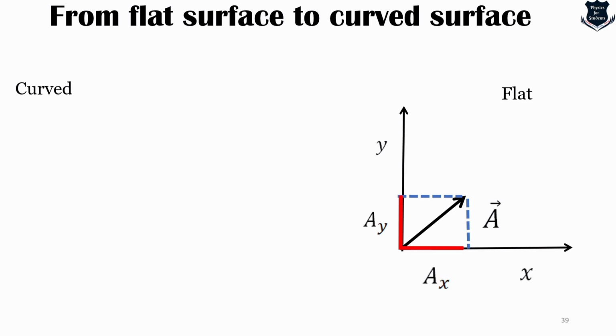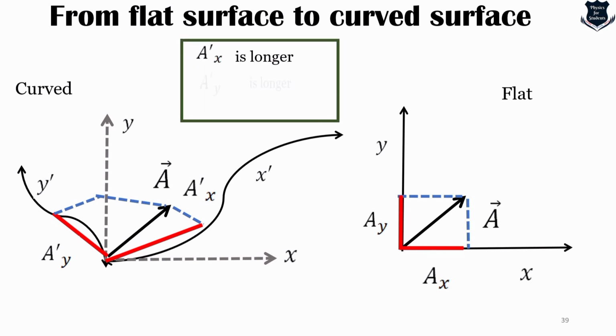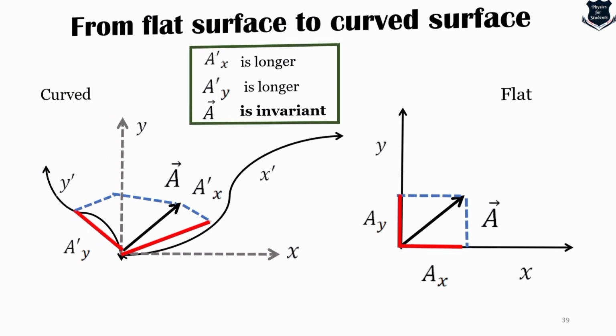And then we plot it on a curved surface. This is X and Y, and this is the curvature. And we try to get the same vector, but you see this red line on the X and the red line on the Y, this gets extended. That is, A prime X is bigger than the original AX, and A prime Y is also bigger than AY. But even though A prime X is longer and A prime Y is longer, A is invariant. So you see that in the history of the study of putting things into different curved manifolds or geometries, the concept of invariant is still there and it remains there.